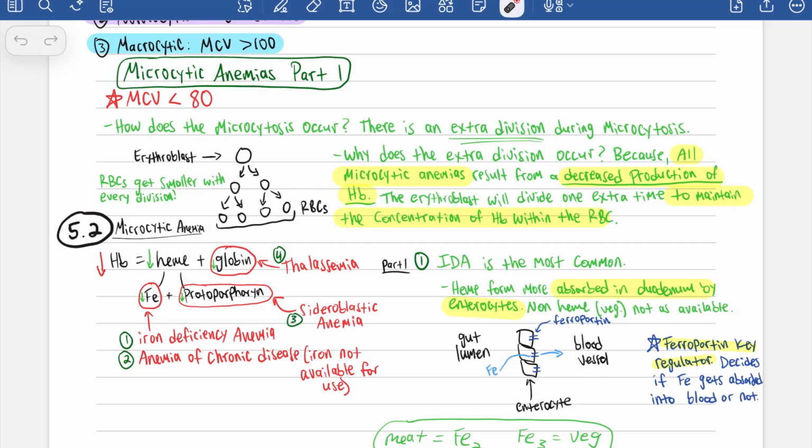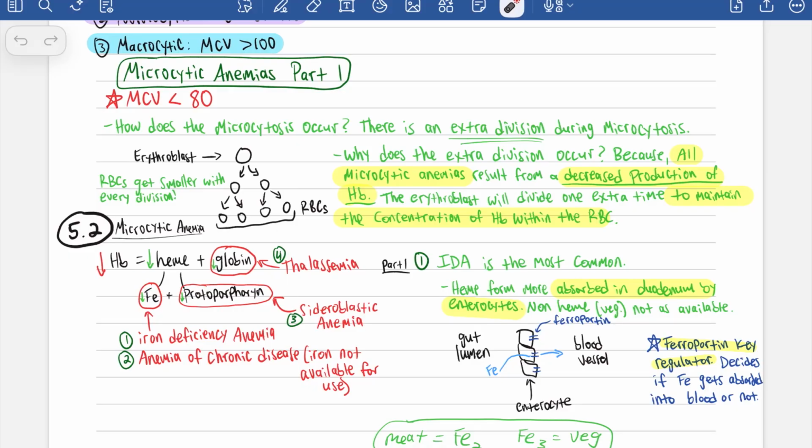So what does the body do in that case? To try and fix that problem, it's going to divide one extra time in order to maintain an adequate concentration of hemoglobin and red blood cells, so that we have enough red blood cells for enough hemoglobin.